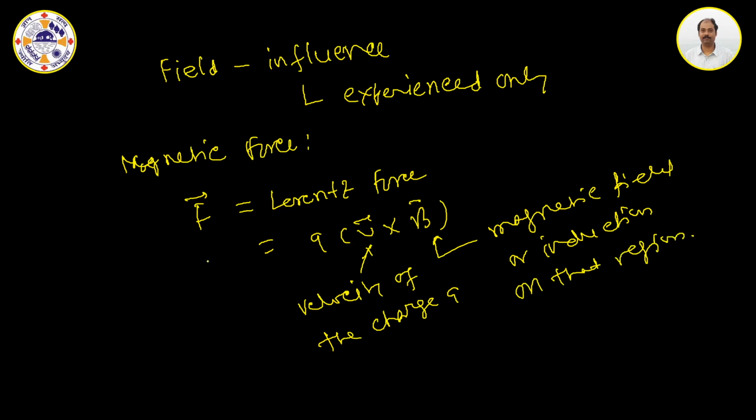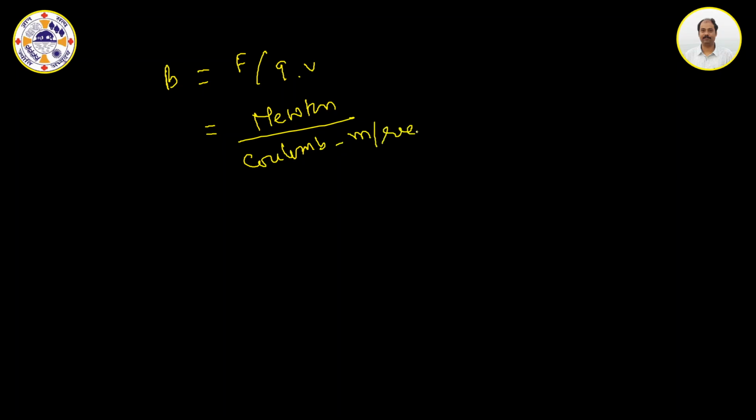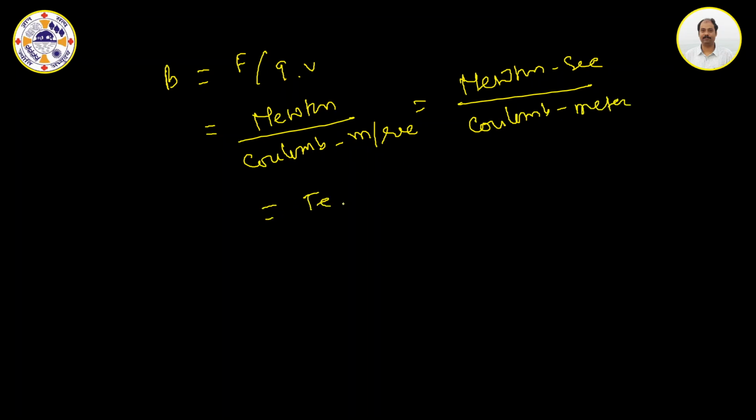So we can measure the magnetic induction B from this expression. First, we find what is the unit of B from this expression. B is equal to F divided by q into v. If we just leave the vector notation, F is Newton, q is Coulomb, v is meter per second. So Newton second per Coulomb meter. It is known as Tesla. Obviously, this is an SI unit. 1 Tesla is equal to 1 Weber per meter square. This is another SI unit.